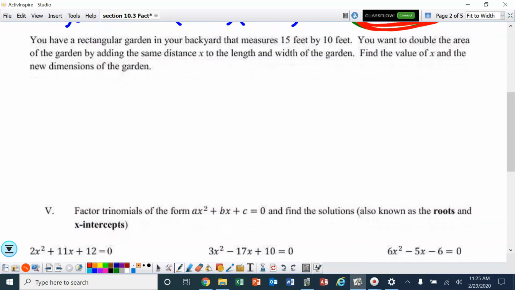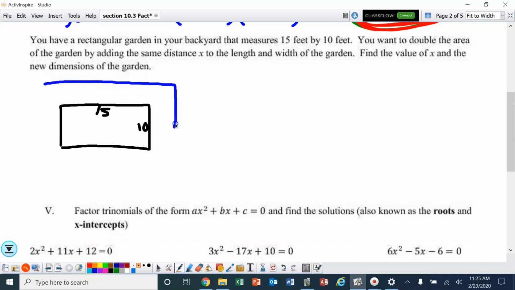So let's say you have a rectangular garden in your backyard that measures 15 feet by 10 feet. You want to double the area of the garden by adding the same distance x to the length and width of the garden. Find the value of x and the new dimensions of the garden. We got to draw a little picture here. So we have a garden, and the dimensions of that garden are 15 by 10. We want to double the garden.